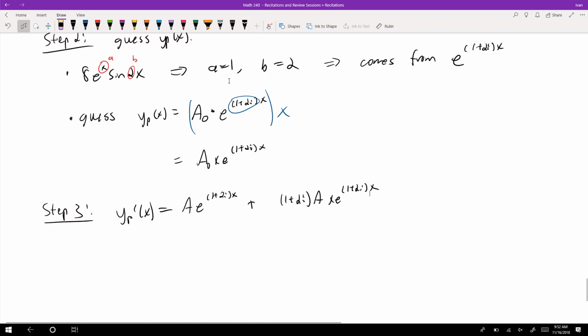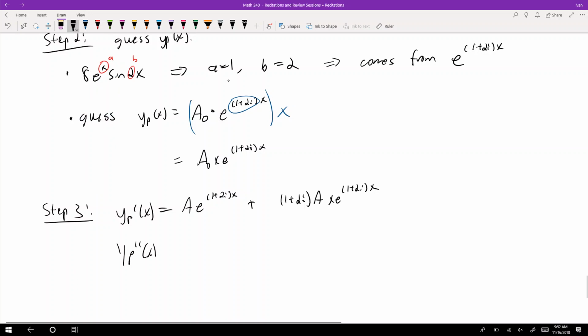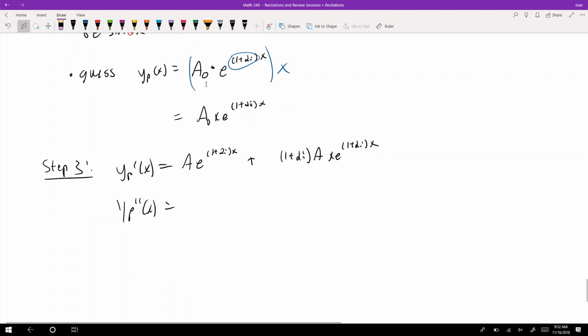Oh, cool. So you'll get something that looks like the following. Once you solve for yp double prime of x, you take your derivatives. You'll end up getting yp of x is equal to negative 2i x e to the x cosine 2x plus 2x e to the x sine 2x. All right, so this is what you'll get for your particular solution.